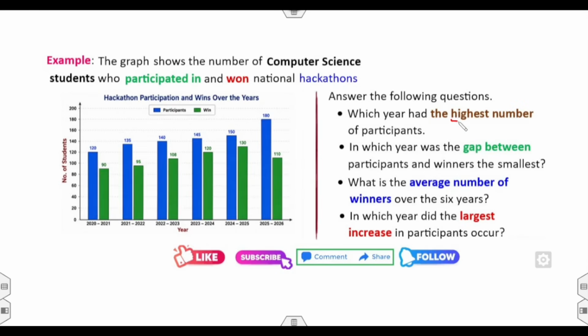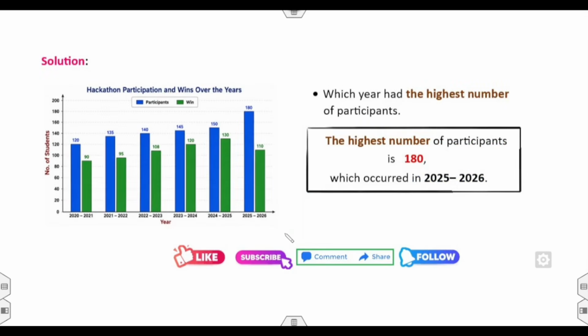Which year has the highest number of participants? Participant, that means you are looking for the blue color. Look at the blue rectangular bar. Which one is the highest? 180, corresponding to the year 2025 to 2026, is the highest number of participants.